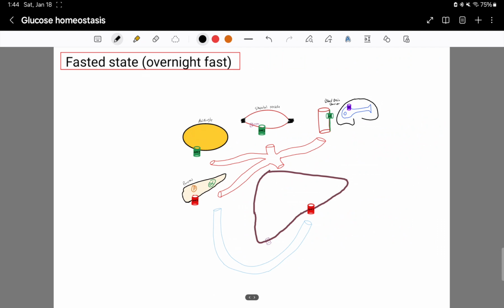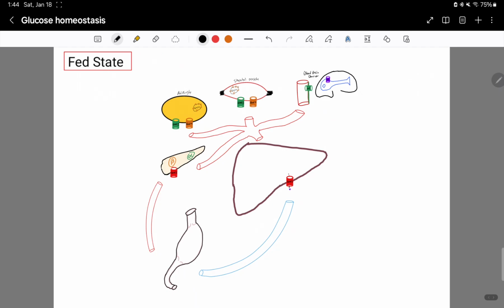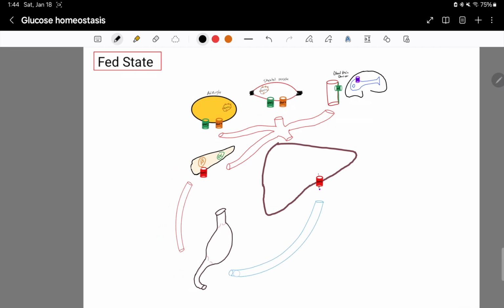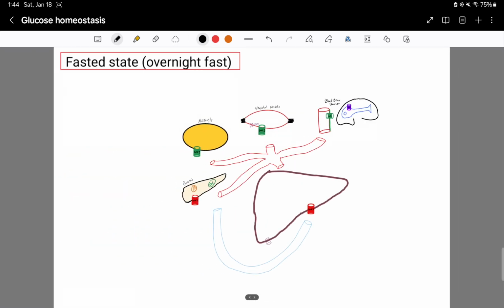Now let's get into 2 different scenarios. We're going to talk about glucose homeostasis in a fasted state, for example an overnight fast right after you wake up in the morning, and then a fed state, for example right after you eat breakfast in the morning. Okay, we're going to look at how things differ here.